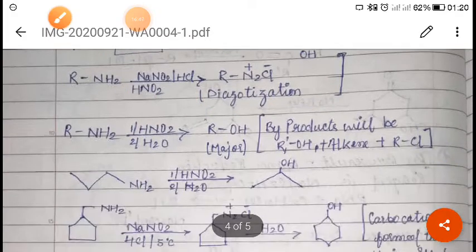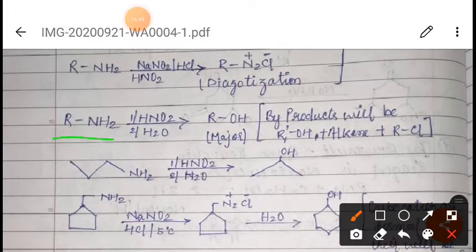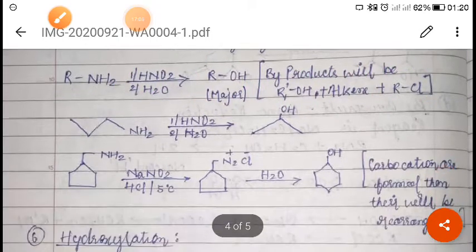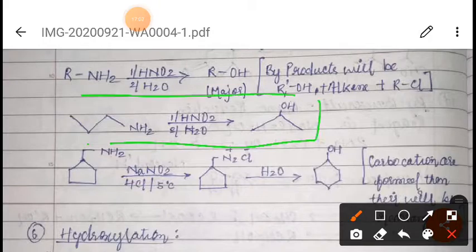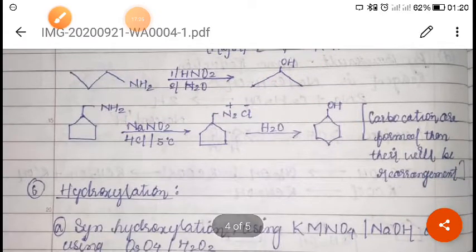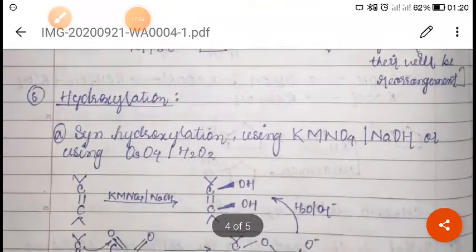Now next, when you are using this RNH2 in presence of HNO2 or H2O, it will form ROH. This is the major product, and the byproduct will be either R-OH or alkene or RCl. This may be the byproduct, but the major product will be alcohol, as you can see here, right? Now next, some examples are given here. In place of NH2 it will come, OH here. And here again, in place of NH2, first of all it will change into N2Cl, and after that OH. Since carbocations are formed here, and if a carbocation is forming, we know that there will be a rearrangement, right? So here also, since a carbocation is forming, there is a rearrangement.